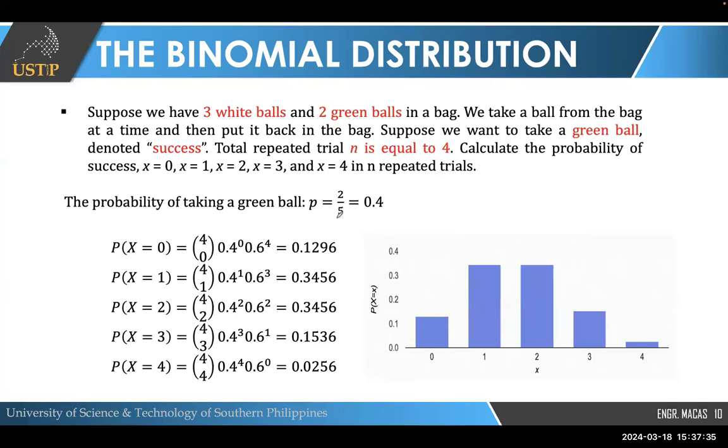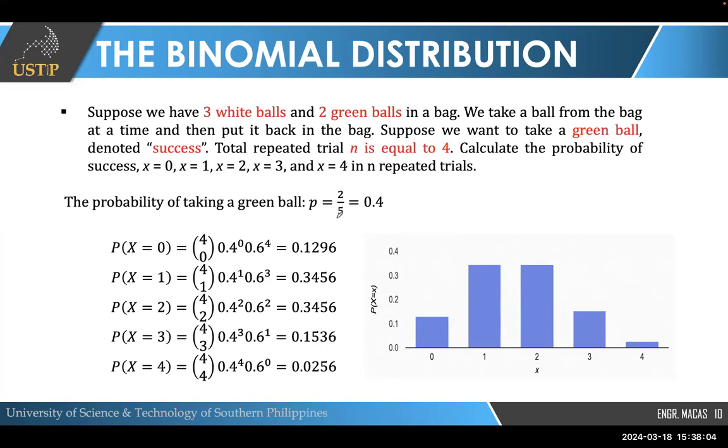What we will calculate now is the probability of success. What is the probability of getting 0 green balls in a total of 4 trials? What is the probability of getting one green ball? What is the probability of 2, 3, and 4? Okay? So, let us look at the assumptions of the binomial distribution.